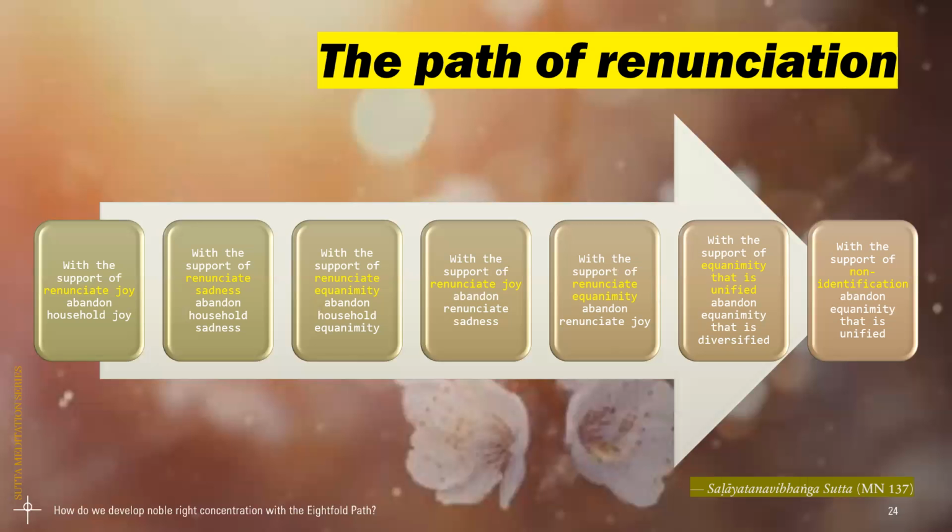So if we link to what we discussed in this Salayatana Vibhanga Sutta, how the Buddha is instructing us in this way to sequentially replace all these things with the support of one thing, you abandon each thing. You eventually get to this point where you see everything is constructed. So what you know at that point is that noble right intention is the Four Noble Truths, and it is Nibbana. That is what it is fixing to, directing its mind towards, uplifting its mind each and every time.